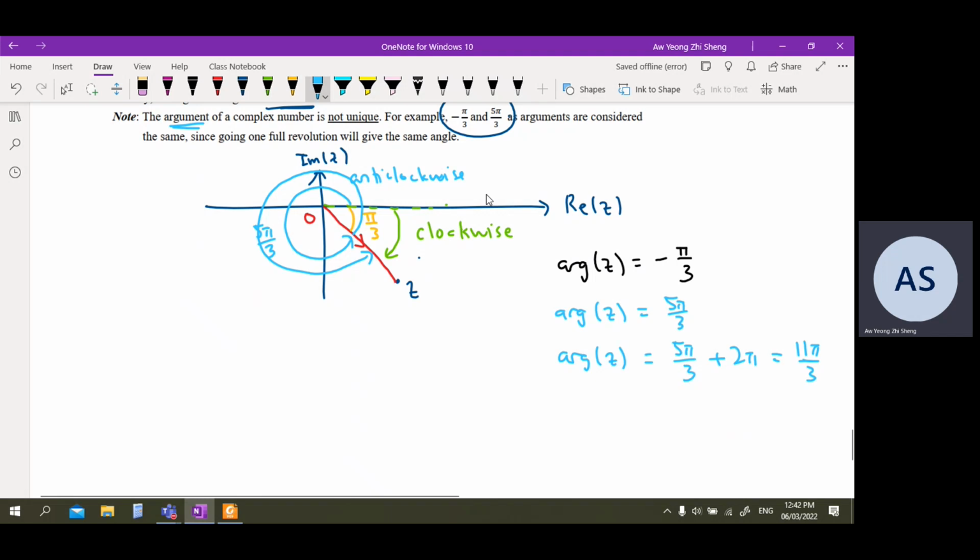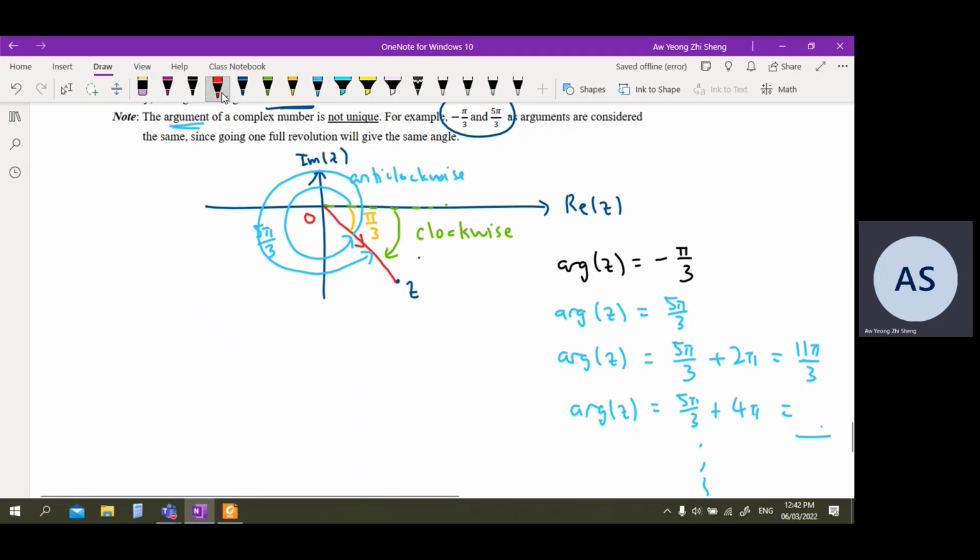And I can keep going on and on. Argument z can also be 5 pi over 3 plus 4 pi, where I go one more cycle. Then you will get a different answer. In fact, there are infinitely many correct answers for the argument of a complex number.